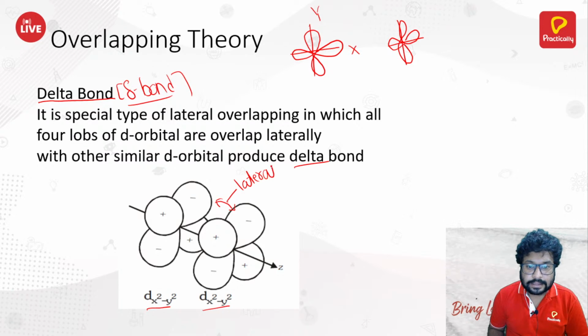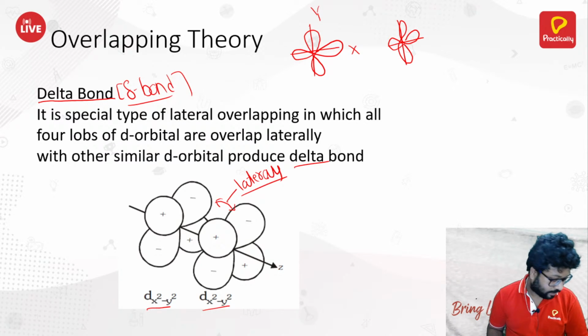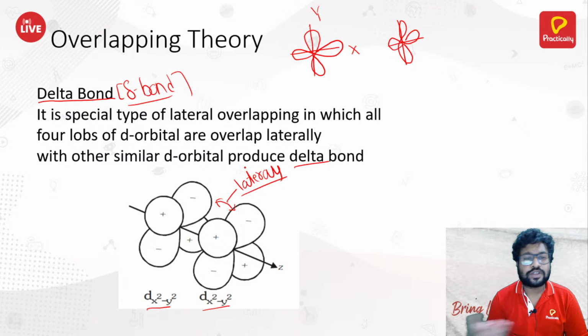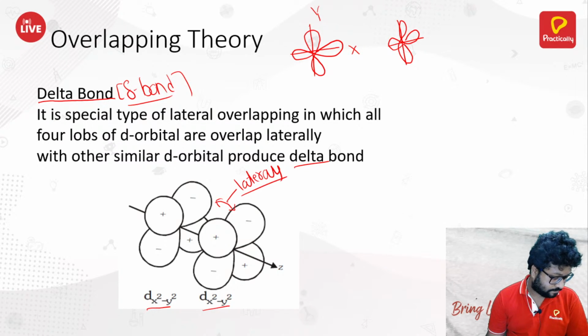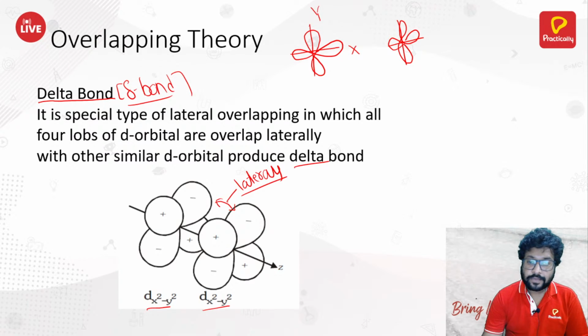This is the rare case. Okay. This is the rare case. It does not happen always. Okay. So are you clear where the delta bond forms? Okay. Chalo, let's move ahead then.